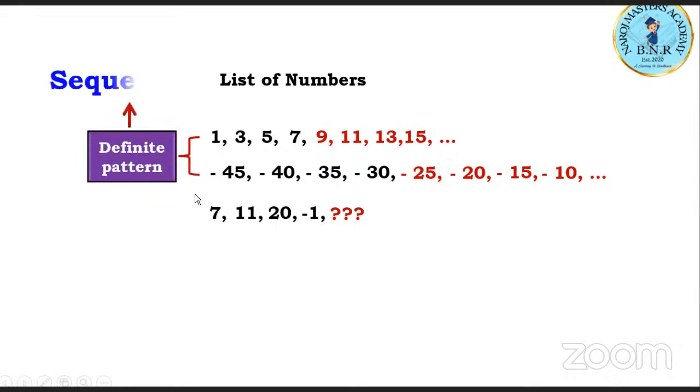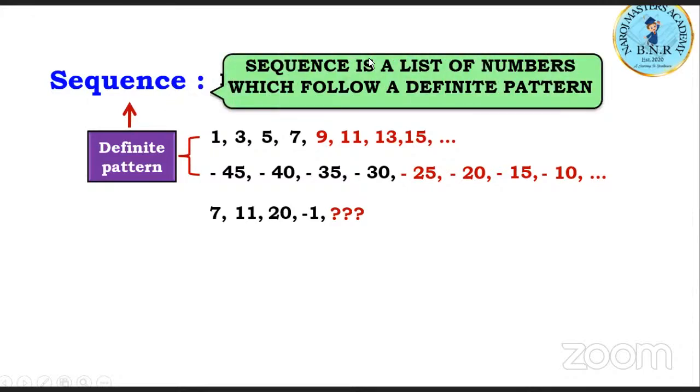That definite pattern is also called what we call a sequence. What is a sequence? A sequence is a list of numbers which follows a definite pattern.